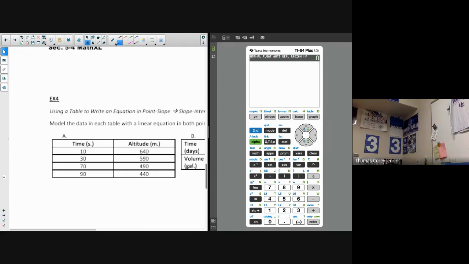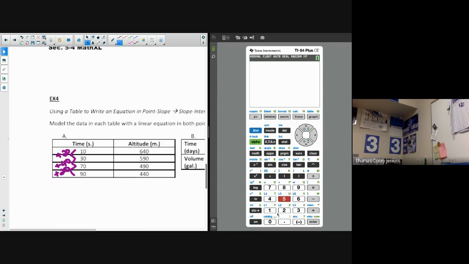Looking at A, the first thing I'll need is my slope. My runs are pretty easy: 10 plus 20 is 30, and 30 plus 40 is 70, and then 70 plus 20 is 90. But the rises are not so obvious, so I just wanted to remind you: 640 plus what is 590? If you can't tell, you just do the second number minus the first number.